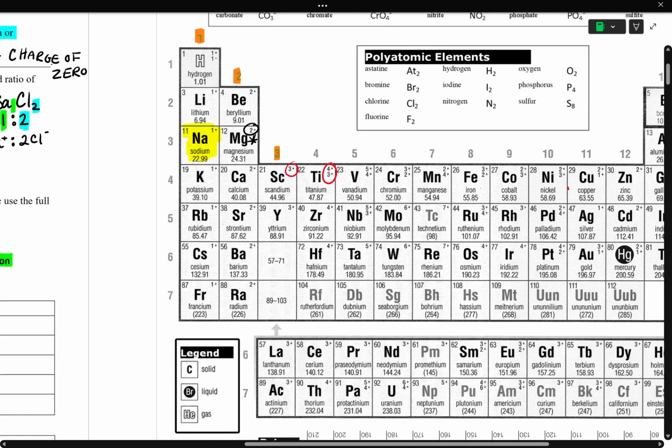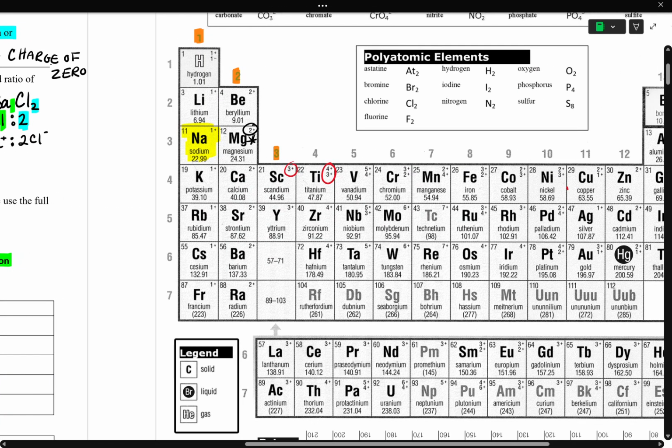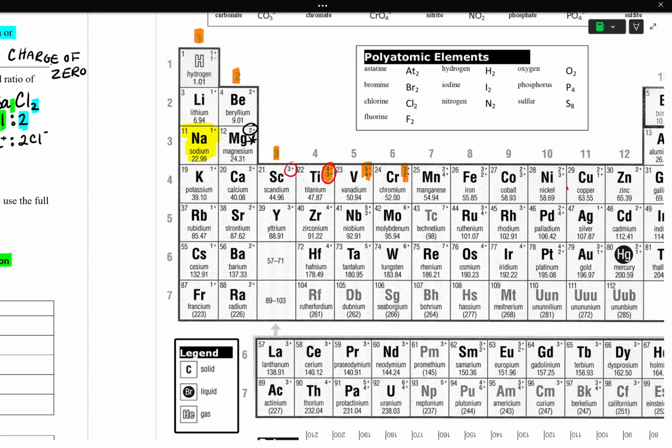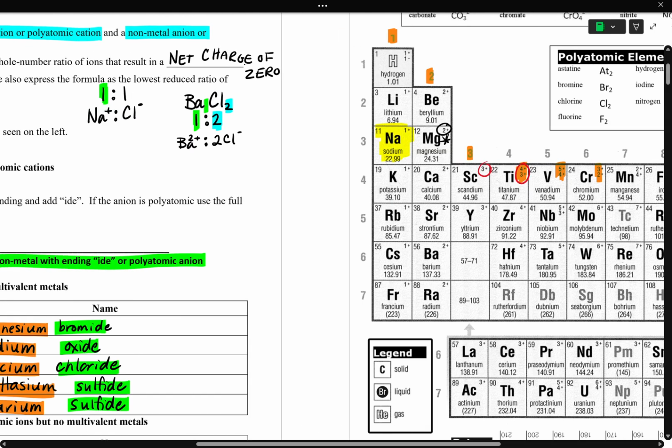So if you take a look quickly at the periodic table, okay, I've already got some circled here. Titanium is an example. It's got more than one charge. Chromium, vanadium, there's a lot of them in the transition metals.